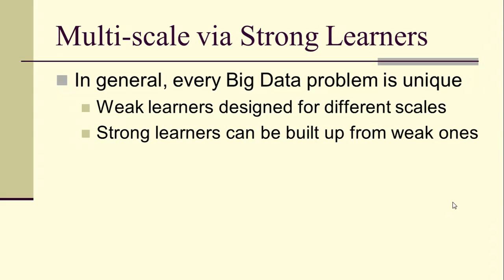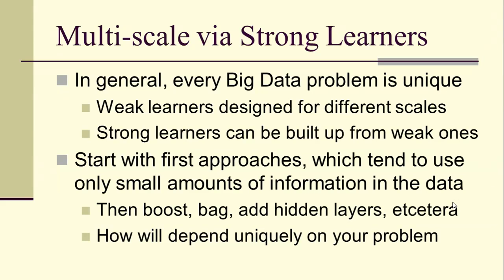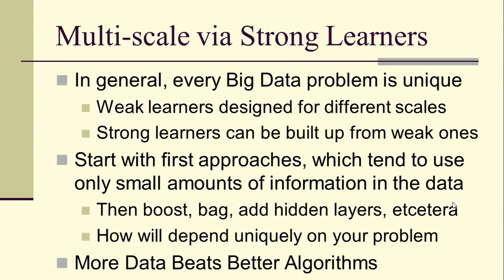So in general, every big data problem is unique. Weak learners you can design, therefore, for different scales, and then the strong learners can be built from the weak ones. So we tend to start with first approaches, much like we've done in this course, and they tend to only use small amounts of information in the data. Then we can boost, bag, add hidden layers, so on and so forth. How you're actually going to do this from the start to where you get something that you really like really depends on your problem.